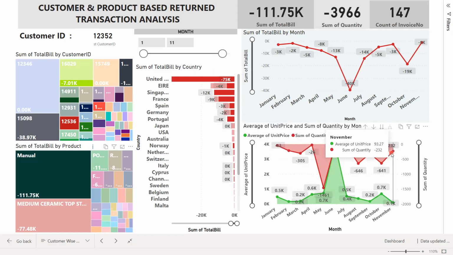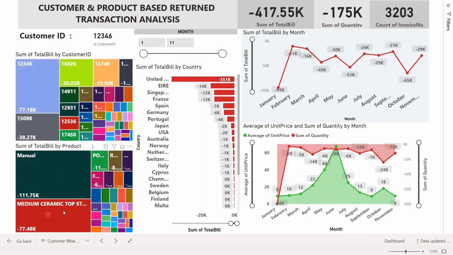This item is being returned by many customers from different countries. That comes as a serious concern for management: should this item be kept in our inventory, or shall we stop keeping this item, because it has a tendency to get cancelled many of the times?